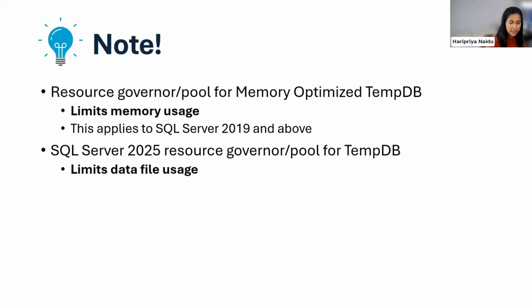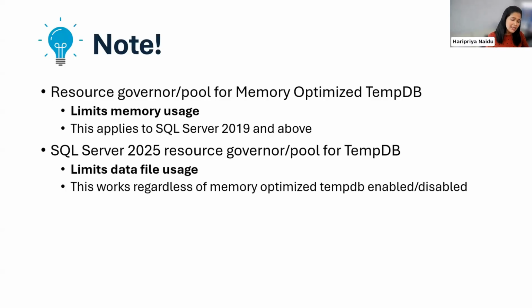For memory-optimized TempDB, you can use the resource pool to limit the memory usage. In 2025, this enhancement is to limit the TempDB data file usage. So these two are separate things. Even though they are using resource pool, one is for memory usage, and the 2025 enhancement is for TempDB data file usage. All right. And in 2025, well, that would be a separate session. This will work regardless of whether you have this feature enabled or disabled, and it's only on 25. You don't have this data file limiting in any older versions. All right.